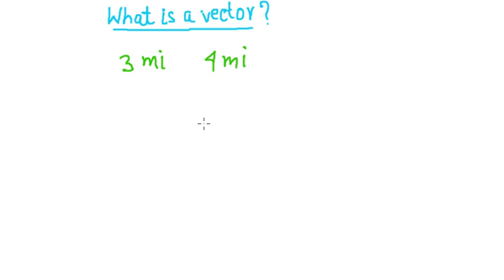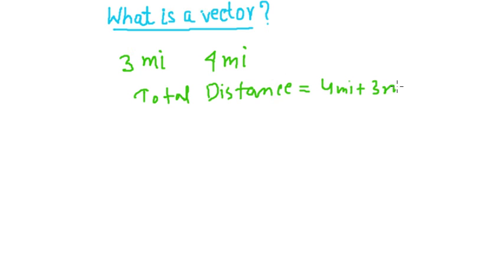Now what is the total distance you walk? It is just 4 miles plus 3 miles, which is equal to 7 miles. It is very simple. So the total distance you walk is 7 miles.